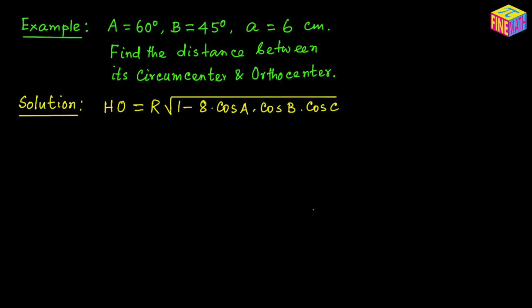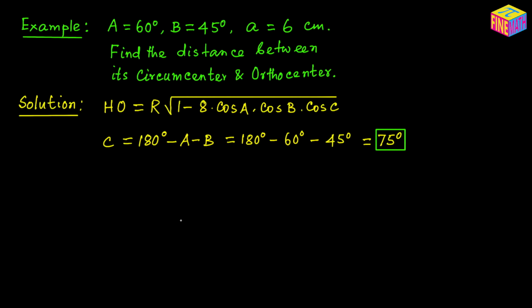Now here we have been provided with the angles a and b, so we can easily find the angle c, and also because we have been provided with the side length a, we should be able to easily calculate r. So let's do that. First let's find out what c is. Well, angle c will be equal to 180 degrees minus a minus b, and that will be equal to 180 degrees minus 60 degrees minus 45 degrees, and that will be equal to 75 degrees. So we have been able to find the value of the angle c.